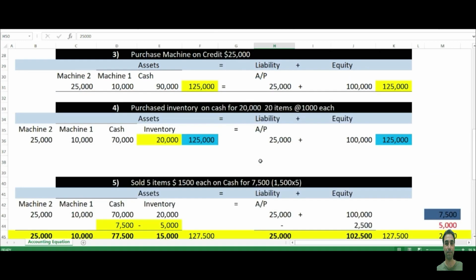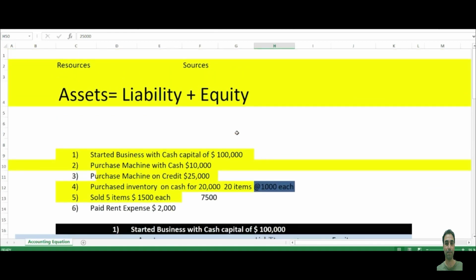All right, so that is it. I hope you understand the concept of accounting equation.